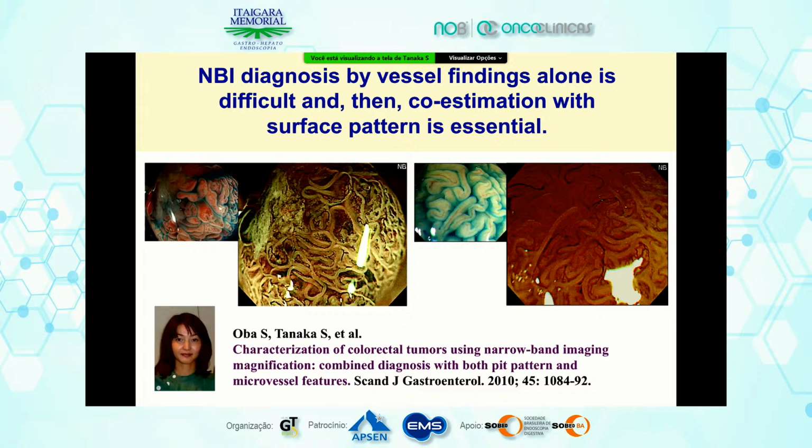When we use the JNET classification, we estimate both vessel pattern and surface pattern to diagnose JNET typing. Vessel pattern and surface pattern are not and/or. So in this region we can diagnose a regular surface pattern, even if vessels are irregular.